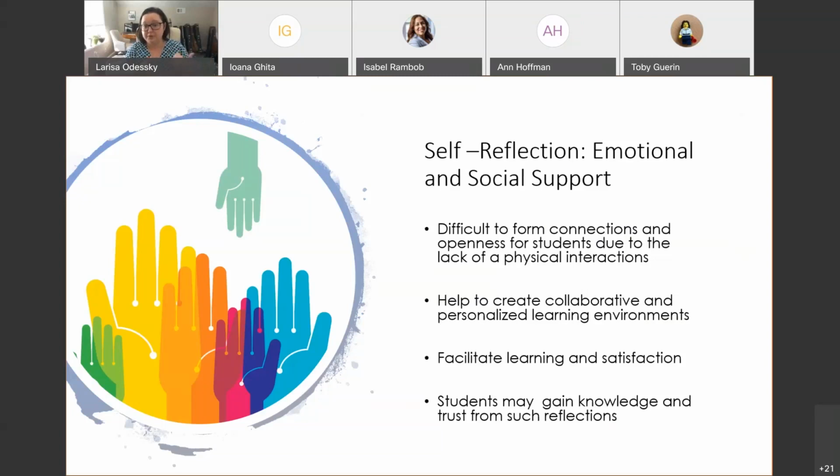And when we talk about emotional and social support, this is not just I write a paper and I submit it to you and I never hear anything from you. We're talking about dialogue reflection. We're talking about group reflections. So really using those aspects to enrich their environment.